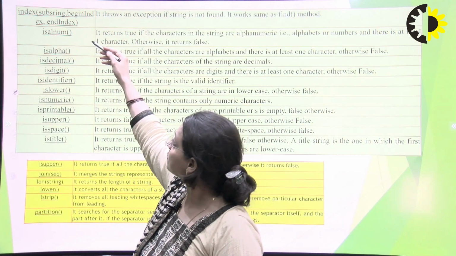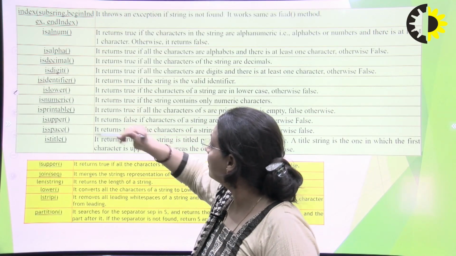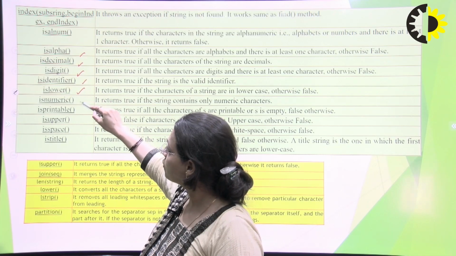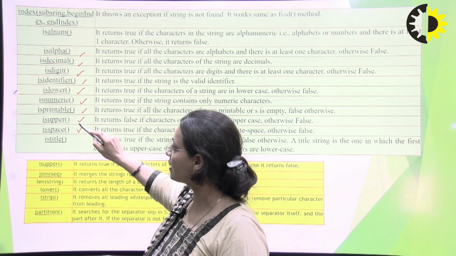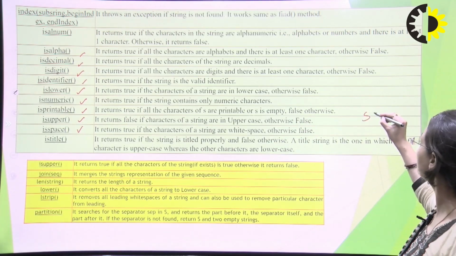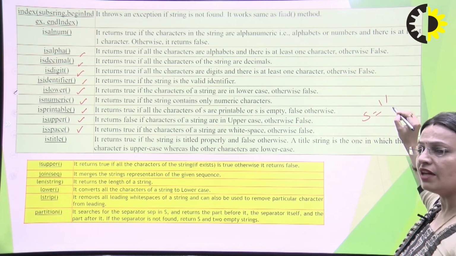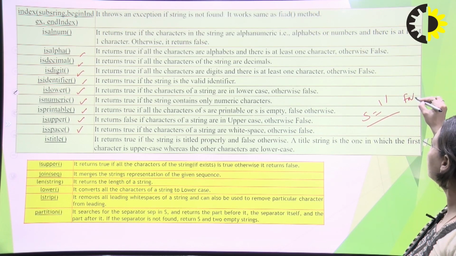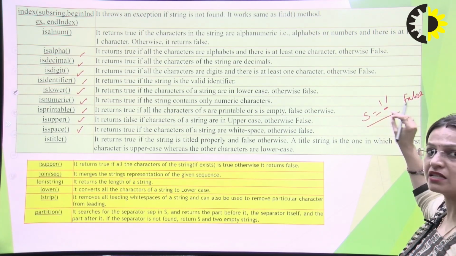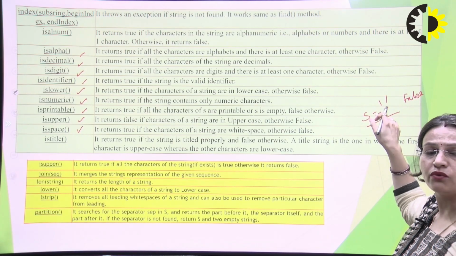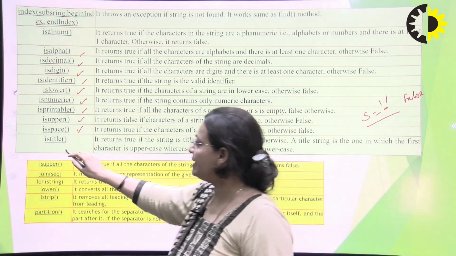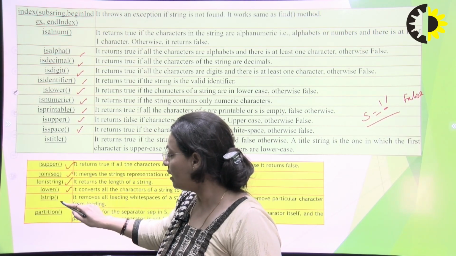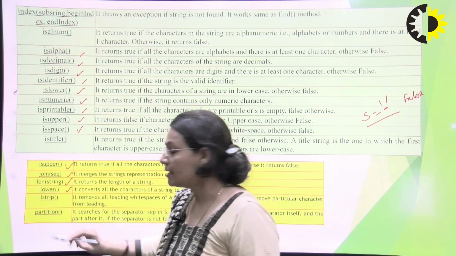Here are the functions that we have discussed, with an explanation for each: index, isalpha, isdecimal, isdigit, isidentifier, islower, isnumeric, isprintable, isupper, isspace. That means if a string is written this way, with single quotes and without any space, isspace will give me false. But if the quotes have some kind of space in them, either a tab or a space, it will give me the answer true. So isspace, istitle we have discussed, isupper we have discussed, join we have discussed, length we have discussed, lower we have discussed, and strip we have discussed.